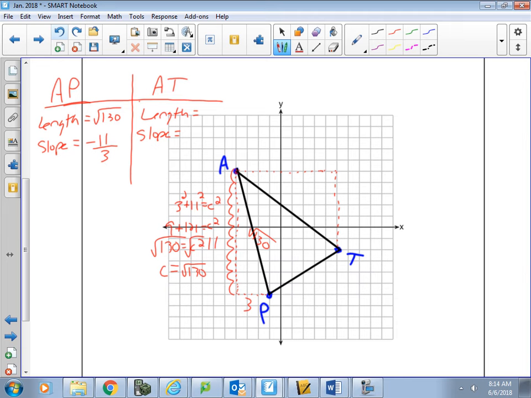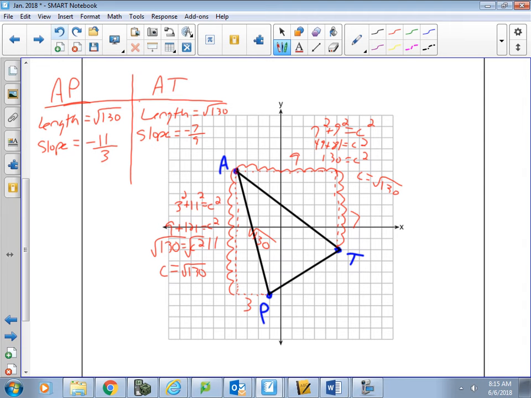So that's going to be 1, 2, 3, 4, 5, 6, 7, 8, 9. And this here is going to be 1, 2, 3, 4, 5, 6, 7. So what we're going to have here is 7 squared plus 9 squared is equal to C squared. C is going to be our AT. That's going to be 49 plus 81 is equal to C squared. 130 is equal to C squared, and C is equal to radical 130. All right, so my length is radical 130. Also, my slope is, remember, it's rise over run. So our rise is actually negative. It's going down from left to right, so it's going to be negative 7 over 9.